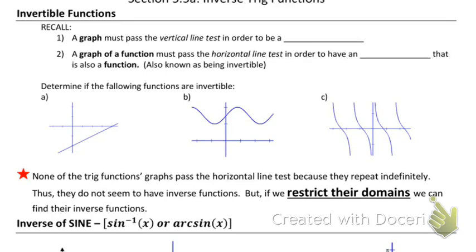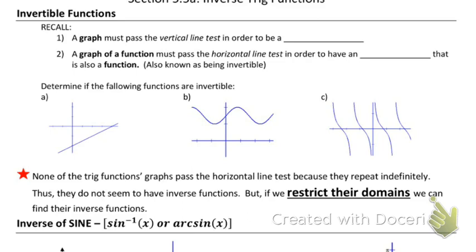Okay, today we're going to talk about inverses. But we need to talk about a big problem with inverses and how they work with sine, cosine, tangent, cosecant, secant, and cotangent, because there is a problem that occurs.